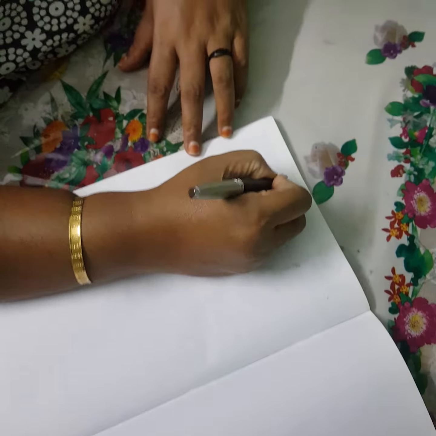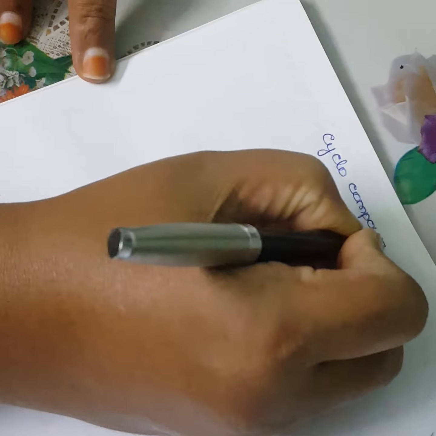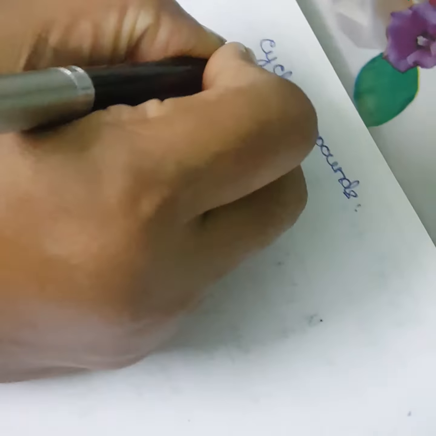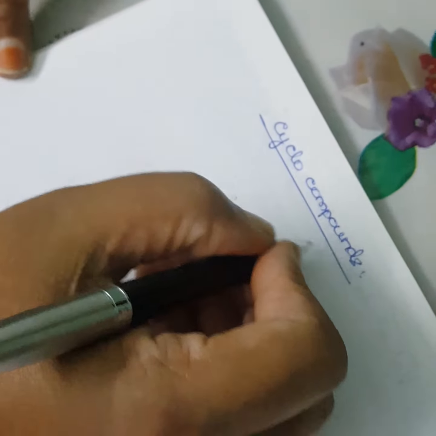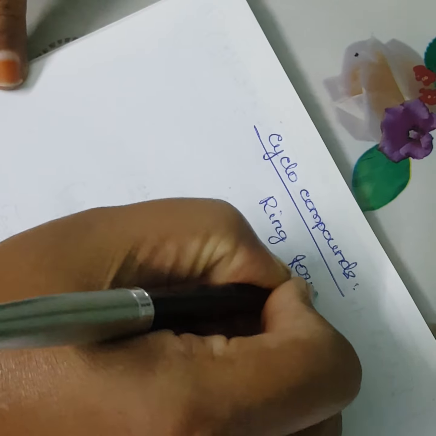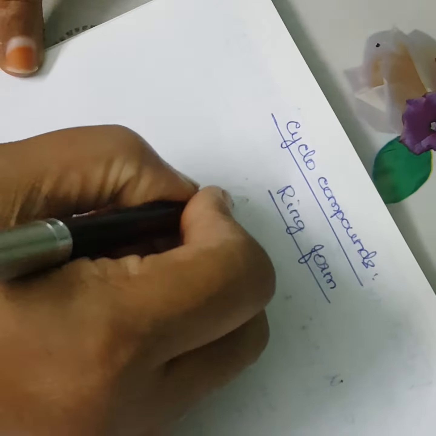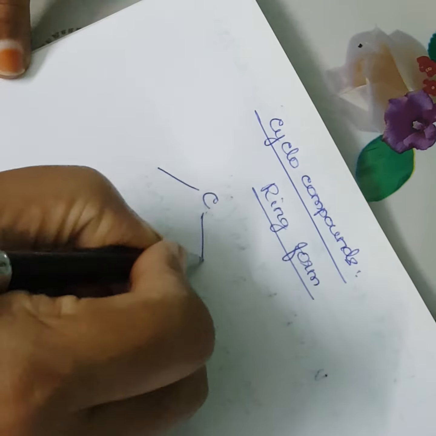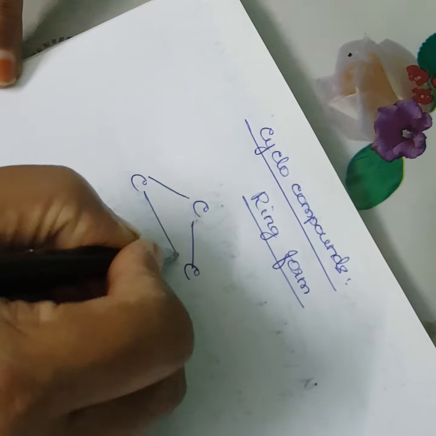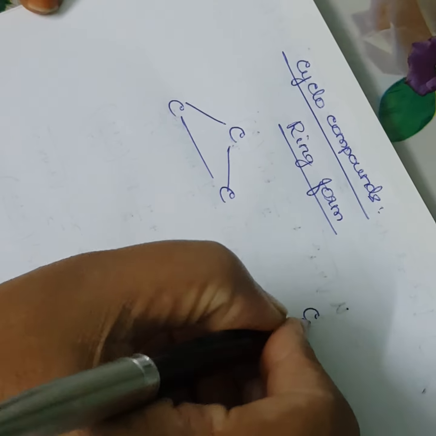Now we are going to see about cyclocompounds. Cyclocompounds are in ring form. All ringed compounds are called cyclocompounds. That means the carbon itself will form a ring. The smallest ring is a triangle. In a triangle, there are 3 carbon atoms.